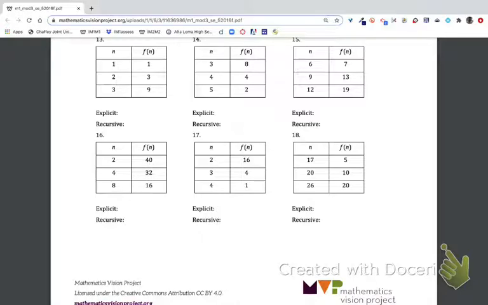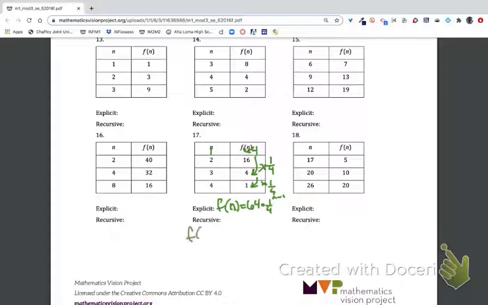The last problem that we'll do here, number 17, is now going 16, 4, 1. We're multiplying by 1/4 each step of the way. So going backwards, we know that we are multiplying by 4. So our first term is 64, and our constant ratio is 1/4 to the power of n minus 1.